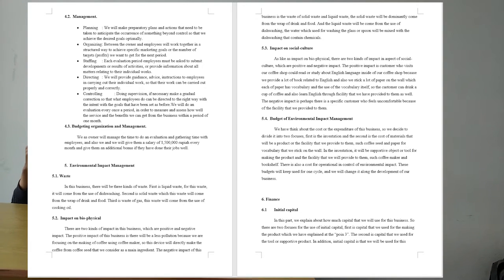Let's go to the final aspect, which is finance. So the first point and the last point is initial capital. In this part, we explain how much capital we will use for this business. So there are two focuses for the use of initial capital. The first is capital that we use for making the product, which we have explained at point 3, point 5 production budget. And the second is capital that we use for the tools or supportive products.